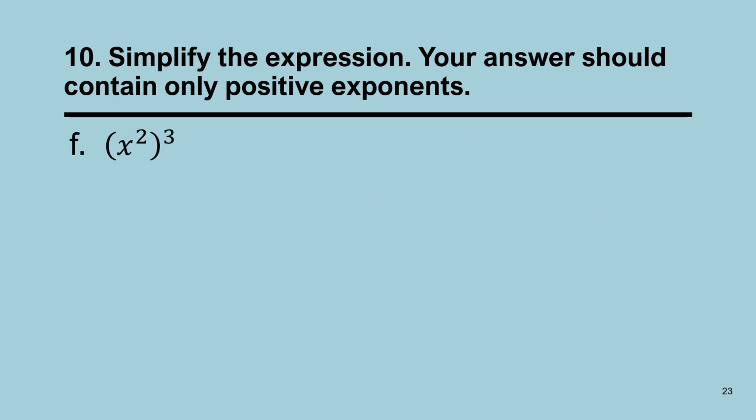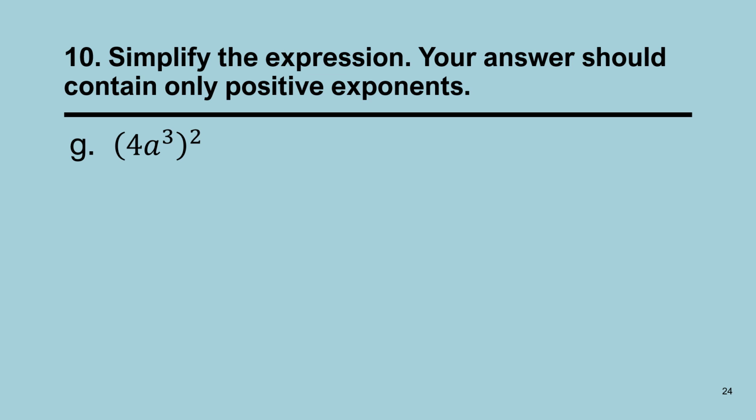All right, we're almost there. We've only got a few more. Same directions. This one says x squared raised to the 3rd. So we've got a power to a power, so we're going to multiply those. 2 times 3 is 6. So that's going to be x to the 6th power.